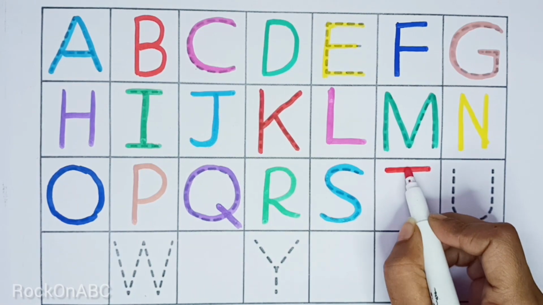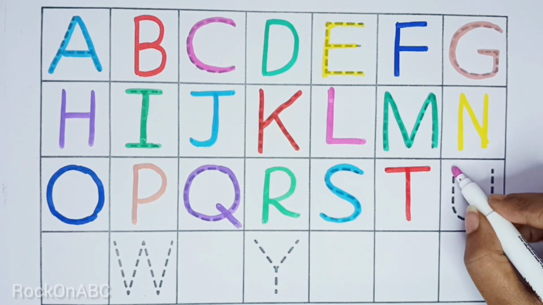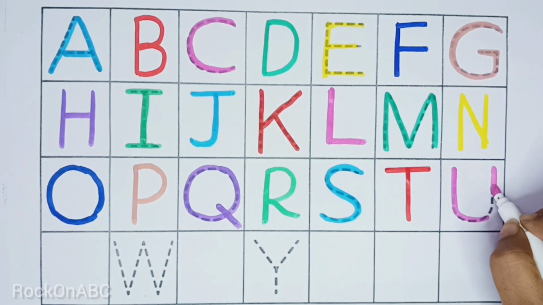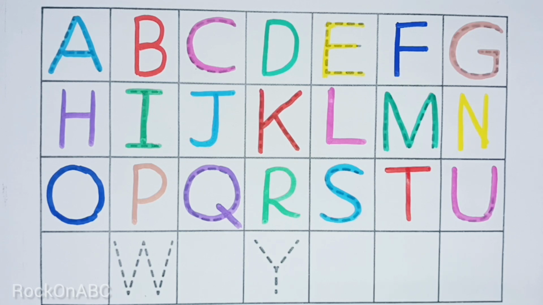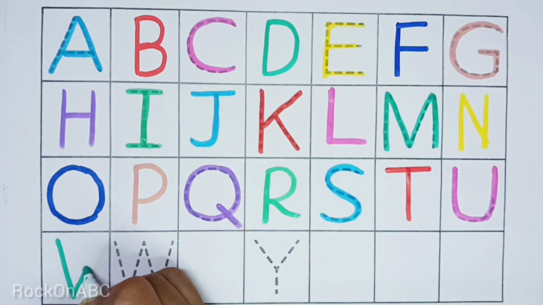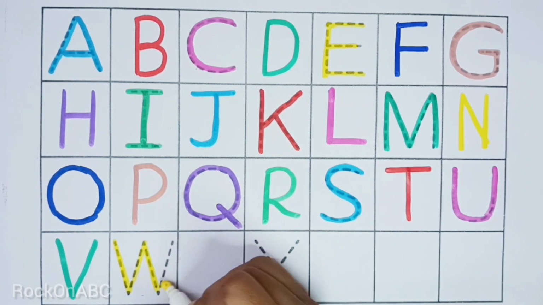Red color T. T for tomato. Pink color U. U for umbrella. Grass green color V. V for violin. Yellow color W. W for watch.